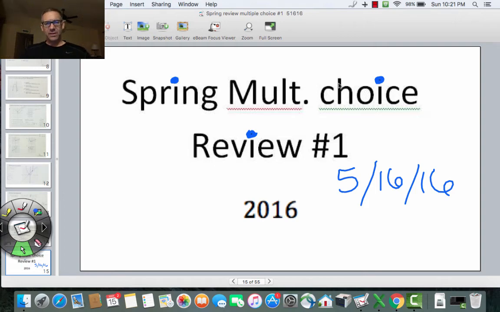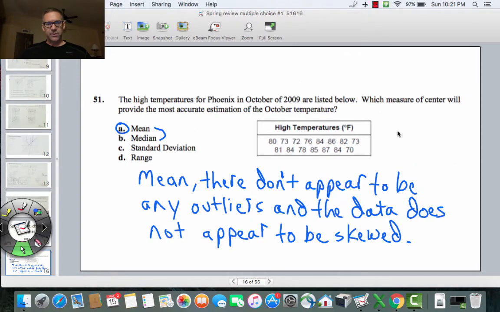Okay, I'm gonna put a little audio with the spring multiple choice questions that we're going through today, Monday. So here we go. The first one, we really just have two choices for the measure of center: either the mean or the median. It's the mean in this case because there aren't any outliers, and it also isn't skewed to the left or the right.